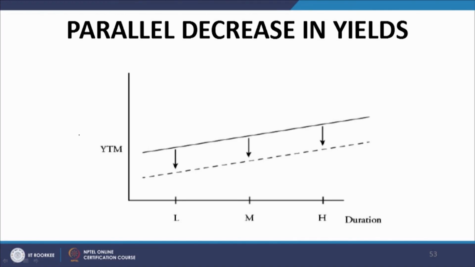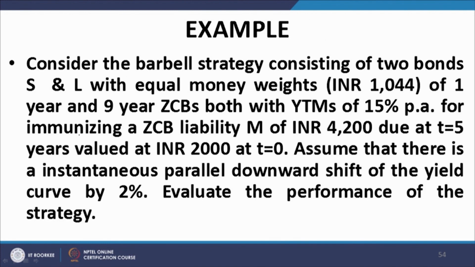This is the diagram. This shows a decline in the yields, a parallel decline in the yields. This is an example which I will take in the next lecture.